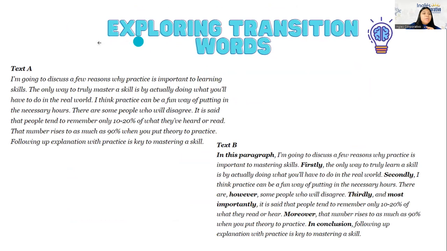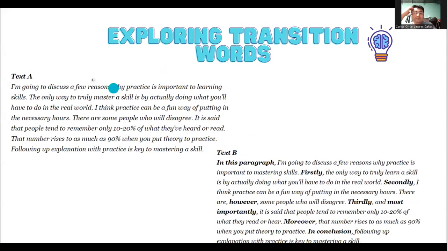Right now, as you can see, we have text A and we also have text B. On text A, we do not have transition words, but on text B, we do have transition words, yeah? So I need one volunteer to read text A and the other one is going to read text B. Me, teacher. Thank you. Carlos, you are going to read text A. And the other one? Okay, text B. Thank you, Jonathan. Okay, go, Carlos.